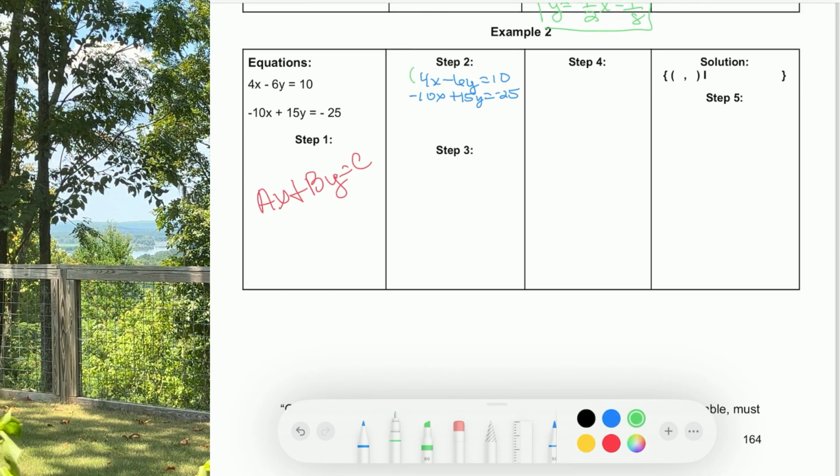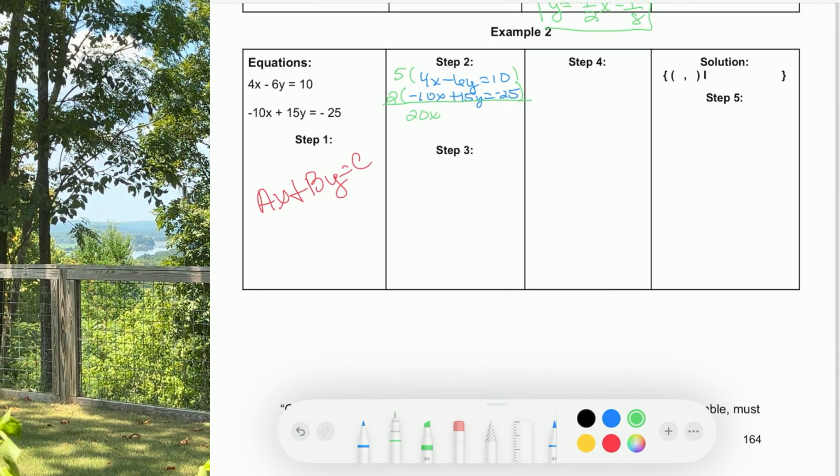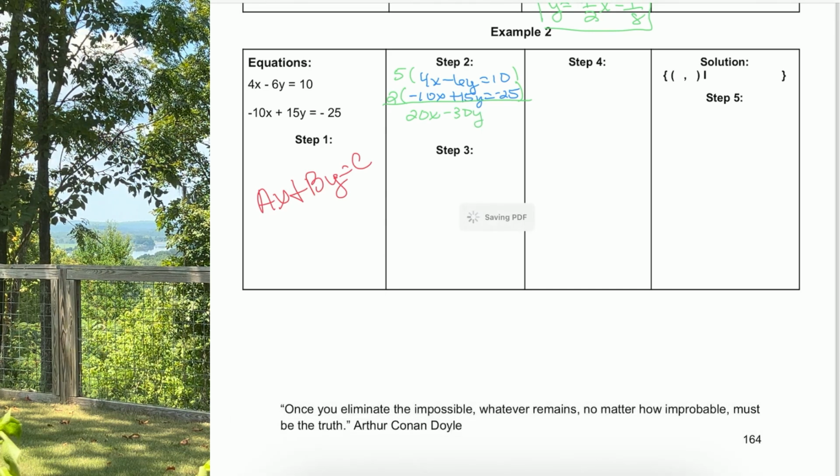And I need to find a common multiplication fact between 4 and -10. They are both factors of 20. So that's what I'm going to go for. So to get 4 to be a 20, I need to multiply by 5. To get -10 to be -20, I need to multiply it by 2. I end up with 5 times 4, which is 20x, 5 times -6, which is -30y, and then 5 times 10 is going to give me 50.